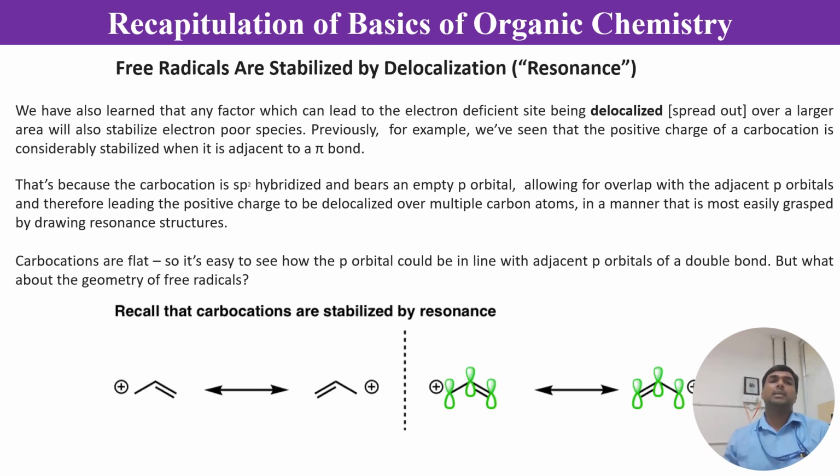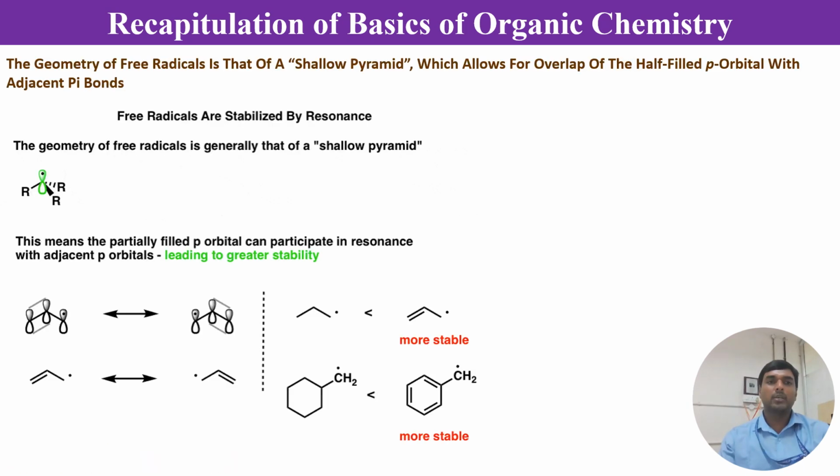Even free radicals are stabilized by delocalization. You can see that, similar to carbocations, because of the conjugation, the carbocation is more stable. Similarly, radicals also: whenever conjugation is there, there is a possibility of more stable radical formation.